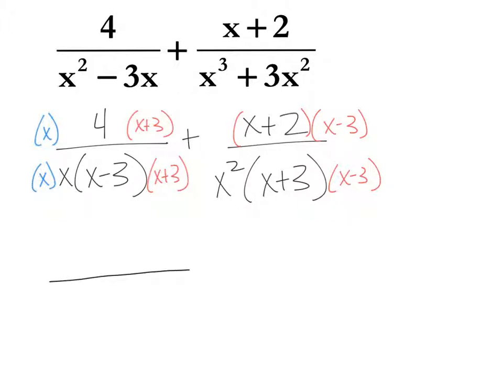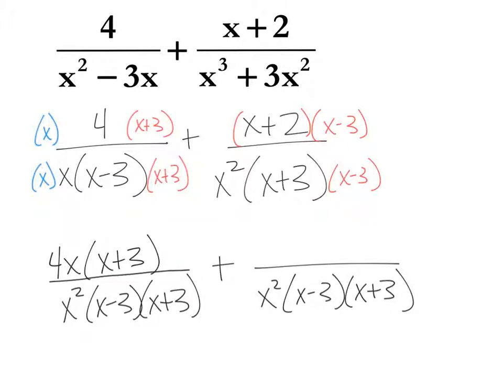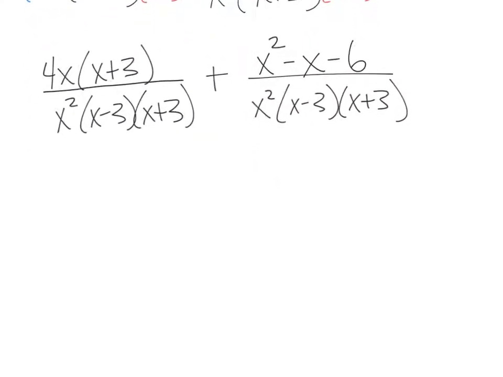So I'm going to clean it up a little bit, and I'm going to write it as x squared, x minus 3, x plus 3. And the other one, x squared, x minus 3, x plus 3. And now we have some simplifying to do. So I'm going to first multiply my 4x together, and then I'm going to have to distribute it to the x plus 3. So this is what the first fraction looks like. The second fraction here, this means FOIL. Okay, so foiling in my head, x squared minus 3x plus 2x is going to give me a negative 1x, and then negative 6. So we are almost done simplifying this one.